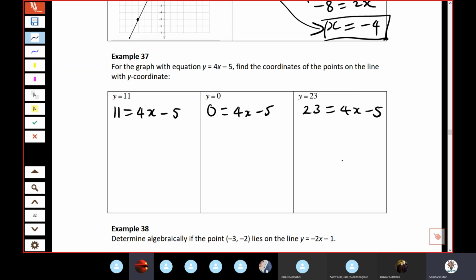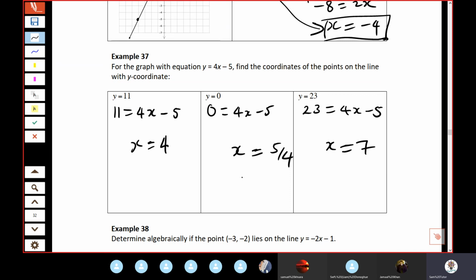Am I finished? Done? You want to go ahead and give me your answers real quick then? X equals? For the first one, I got 4. Yep, that's correct. Second one, I got 5/4. Correct. And the last one, I got 7. Yep, perfect.